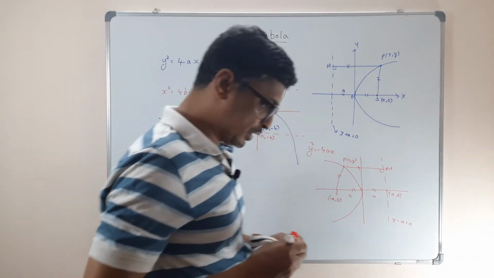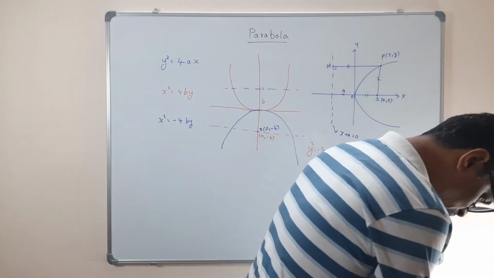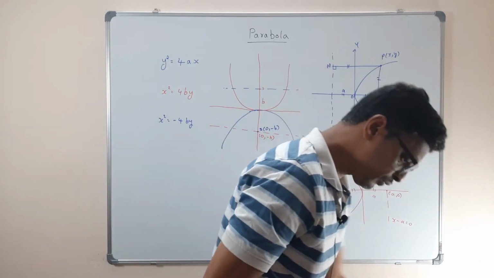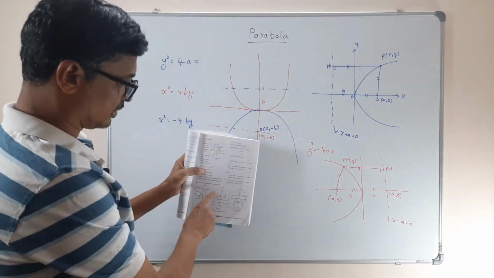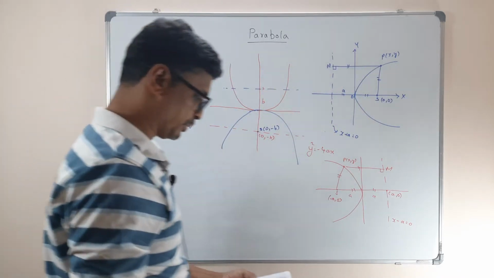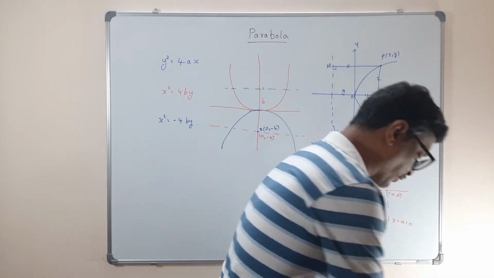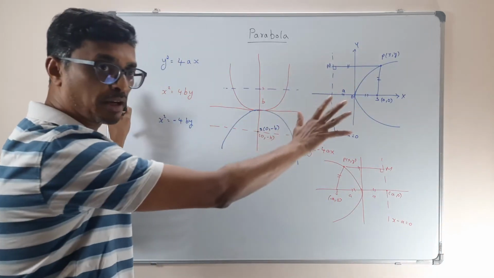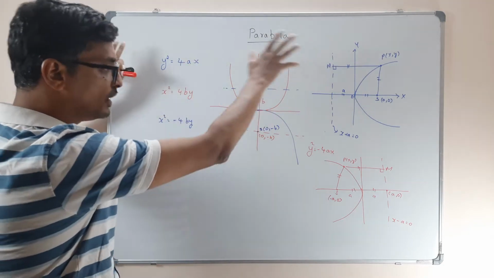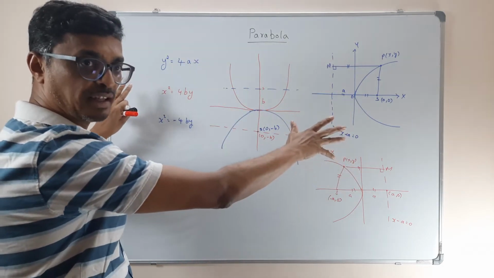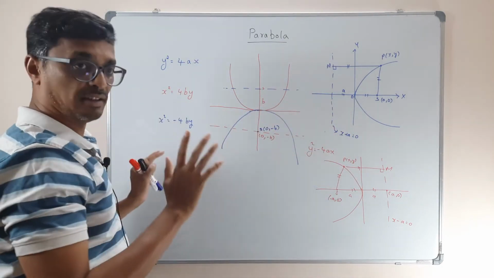So this is what they have given in your book. They have written all these things, and the form is simpler. So this is a different standard form of parabola. These are standard forms of parabola. If you remember all these, basically it doesn't matter.